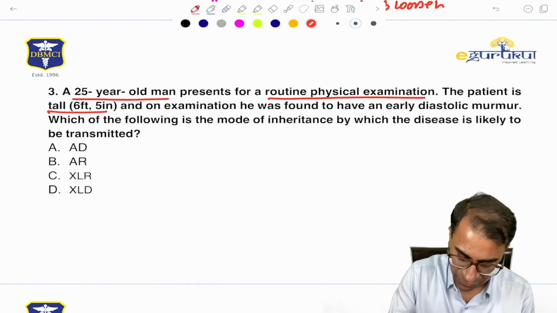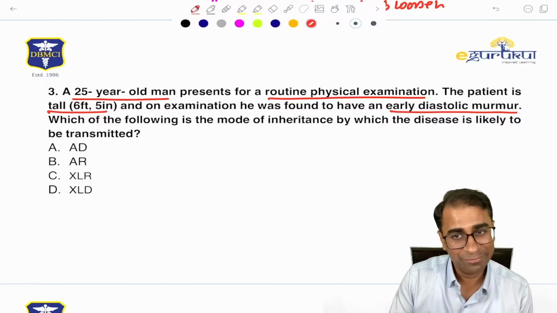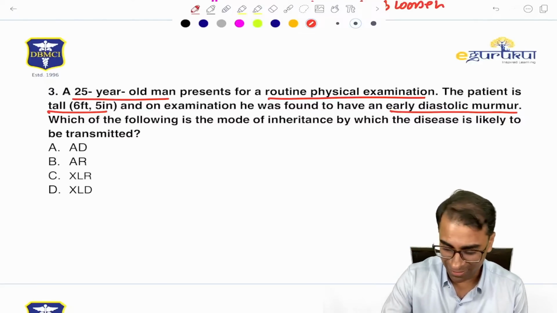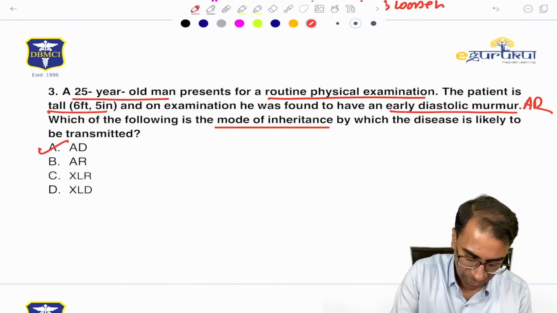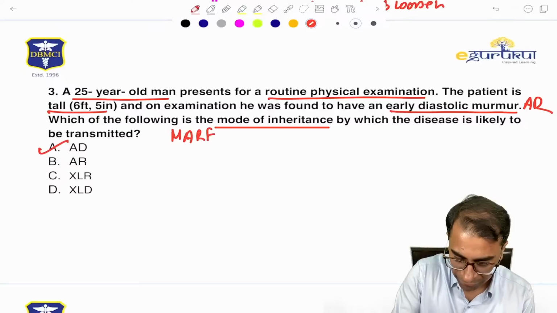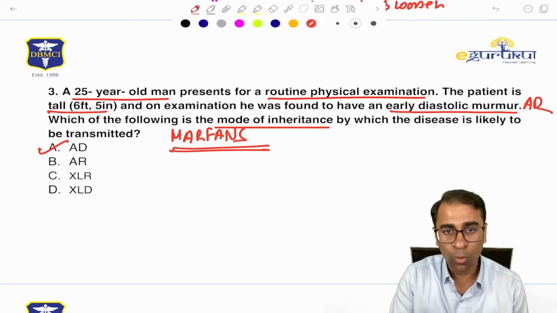Tall hai. Extremity was found to have early diastolic murmur. Points towards what? Yes, AR. Aortic regurgitation. What is the most probable mode of inheritance? It's autosomal dominant. Is what? Is Marfan syndrome. Marfan's का mnemonic भी Marfan है. Okay. What is Marfan syndrome?